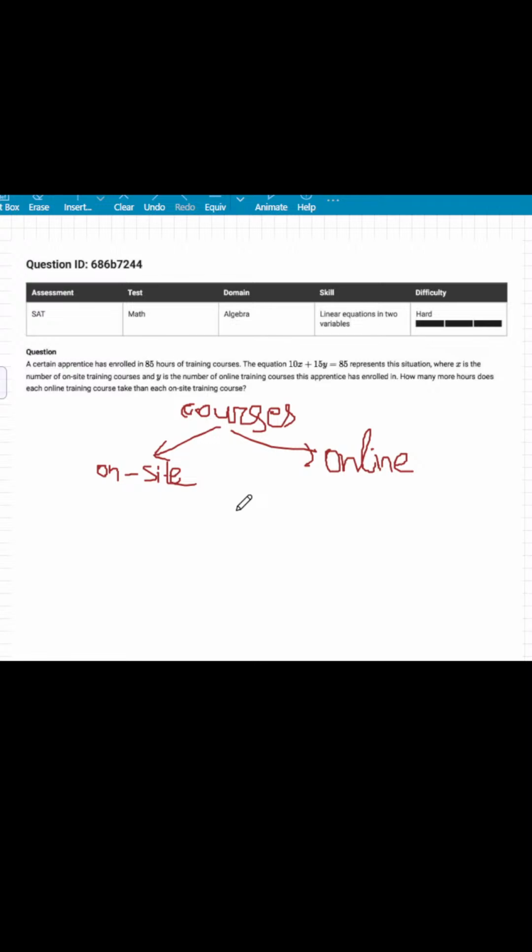Now it is given that the total number of hours spent on the courses is given by this equation: 10x plus 15y is equal to 85. Now x is the number of on-site training courses, that is how many courses on-site he finished, and y is the number of online training courses.